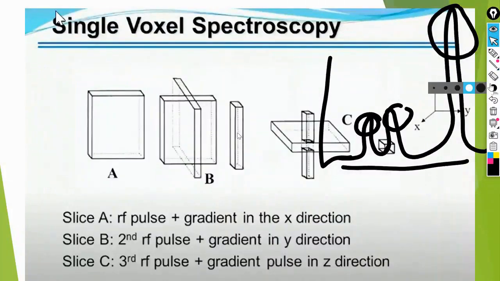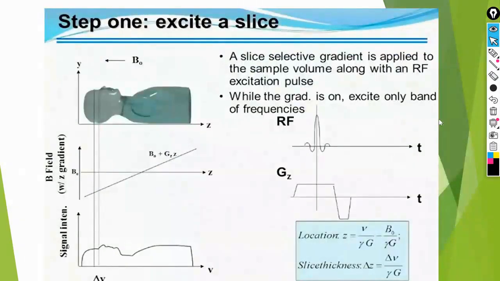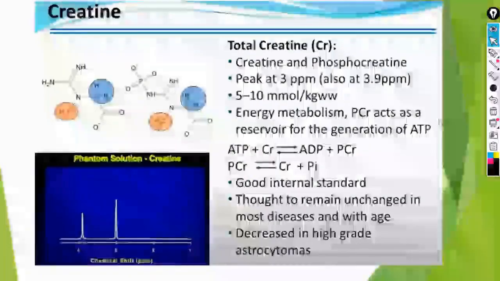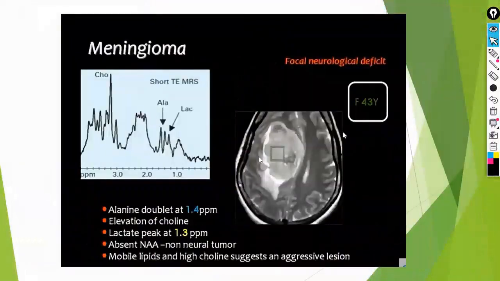Okay, now let's get to the hardest part. I have something called single voxel spectroscopy and multivoxel spectroscopy. What does this mean? It means that when you come to perform spectroscopy, you select your region of interest, like in the case of this meningioma, for example. Then you create a square and tell it to perform the spectral analysis in that square.